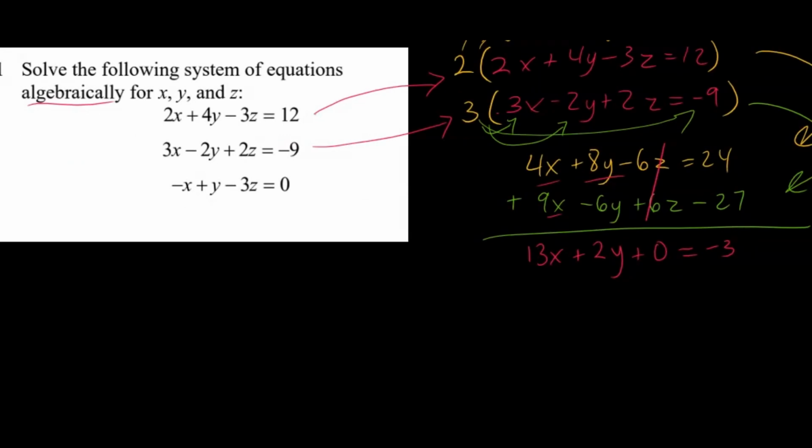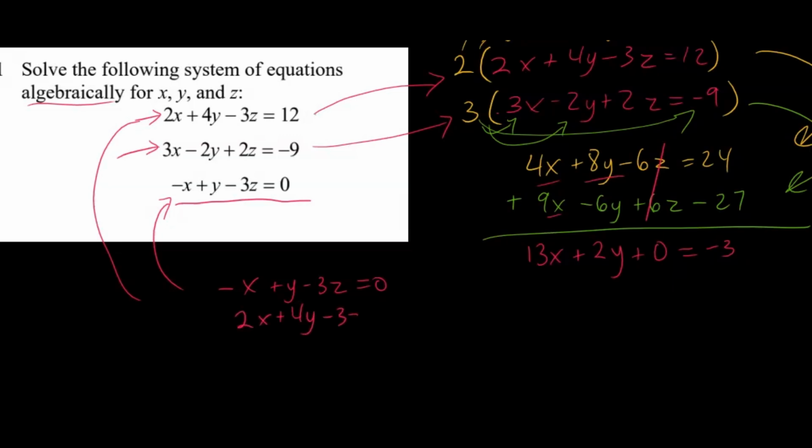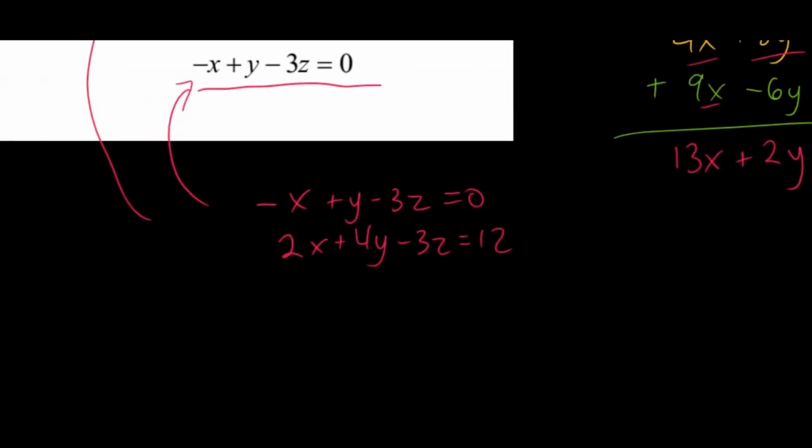But the second step now is to use the final equation that you haven't used. So for our case, it is this equation. And now you have some choice. You can either use this one or this one. For this particular one, I'll just use the top one. So you're doing the same thing, except now you're including the third equation. So we have negative x plus y minus 3z equals 0. And then this top one is just 2x plus 4y minus 3z. And you want to eliminate the same variable that you did in the first pair. So this is our second pair, and we're going to just write second pair.